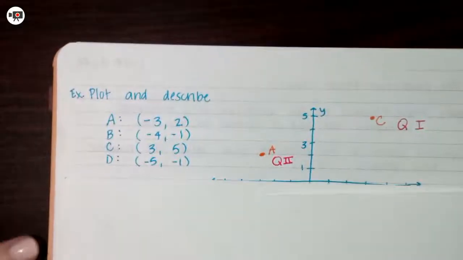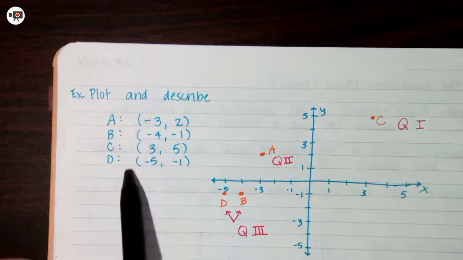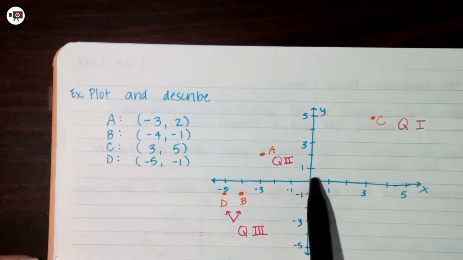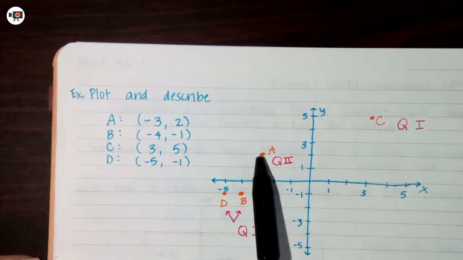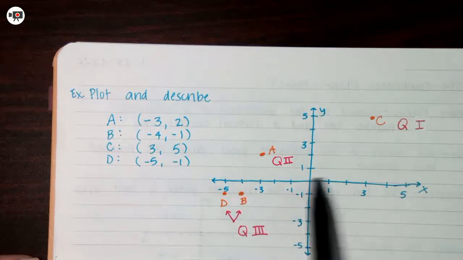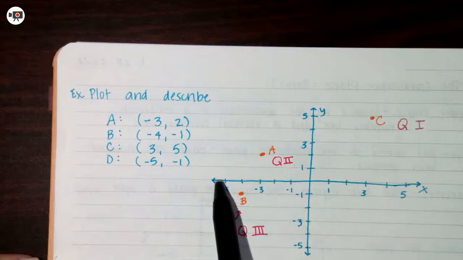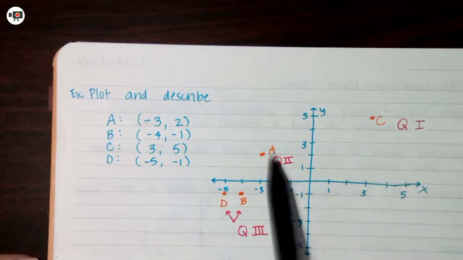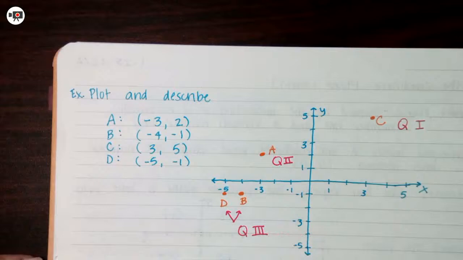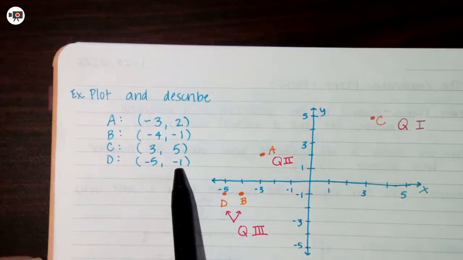We're going to do another one to plot and describe. So I'm given the points here, A, B, C, D. So A is negative 3, 2. B is negative 4, negative 1. C is 3, 5. And D is negative 5, negative 1. And you can see they're in quadrants 1, 2, and 3. Make sure that you always put X's first, Y's second.